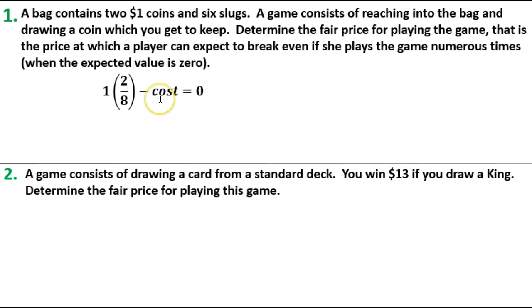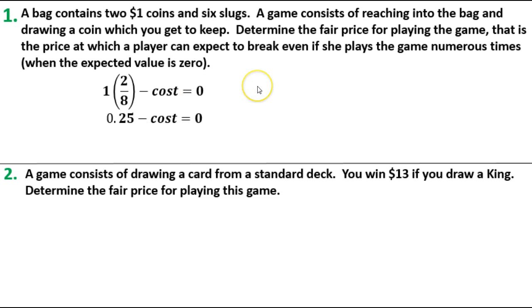We want our expected value to be 0. So we're trying to determine the cost. So now what we're going to do is just solve this one for cost. If it makes it easier for you, instead of writing cost, you can write x. Then we just solve it for x, and that would work too.